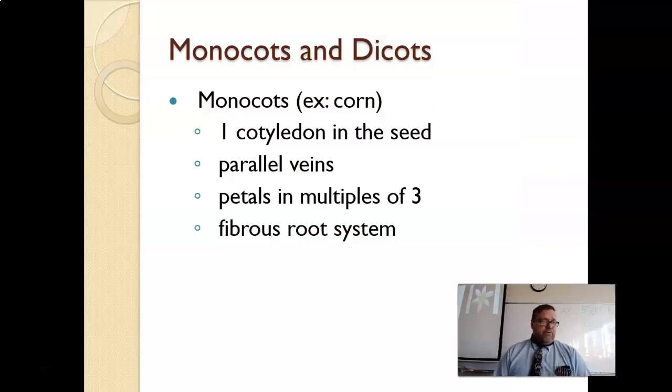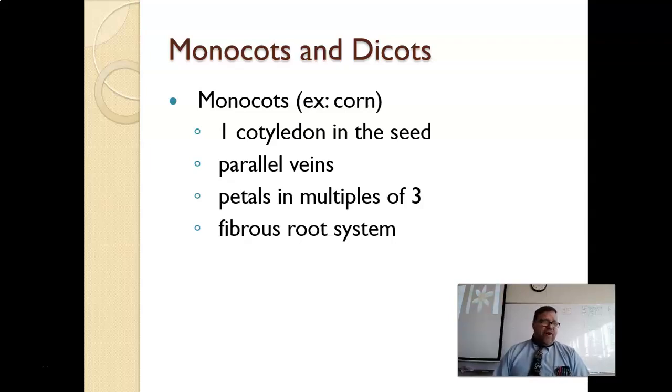A monocot example is going to be corn. Mono means one, so it only has one cotyledon in the seed. That's where you get the word mono. It has parallel veins. Remember we talked about veins. That means they run right next to each other in the same direction. And the petals are always in multiples of 3. That's kind of interesting. You're either going to have 3, 6, 9, 12, 15, 18, 21, 24, 27, 30. Always multiples of 3.